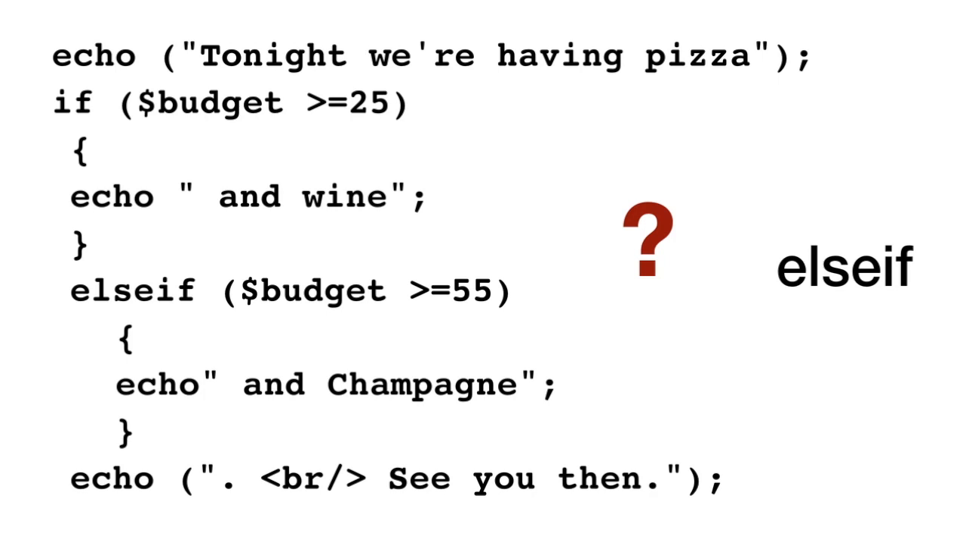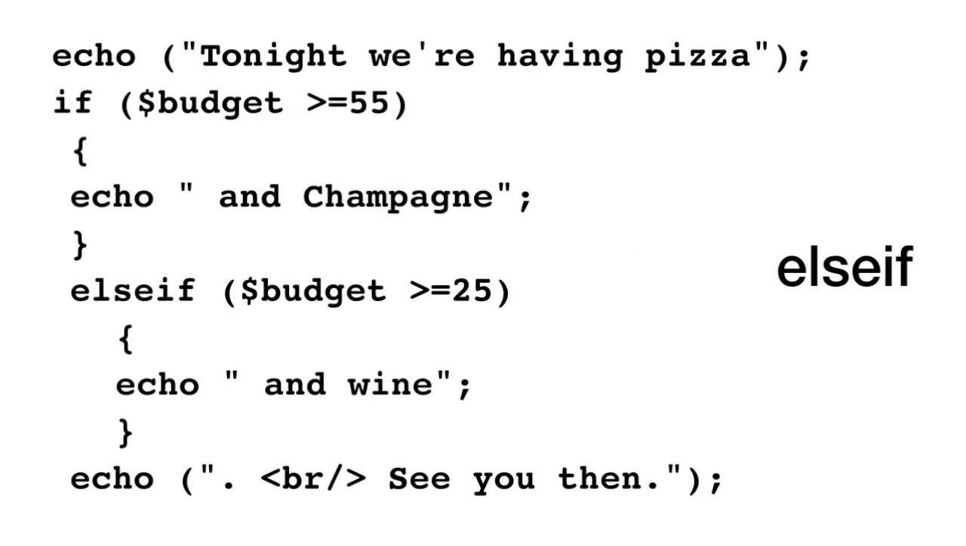So if budget greater than 25 failed, then it would go on to the else part of the if statement. And because it's an else if, the test there would be, is budget greater than 55? But that doesn't actually make sense, because if it's not greater than 25, it hasn't a hope of being greater than 55. So while reading this, it sounds like it might make sense. It doesn't really make sense at all.